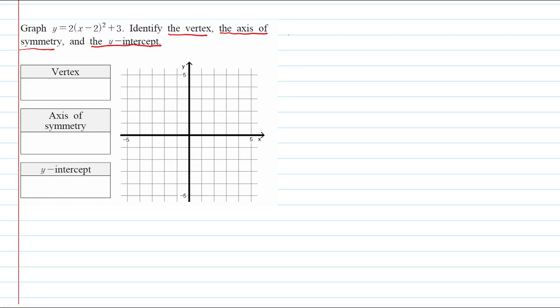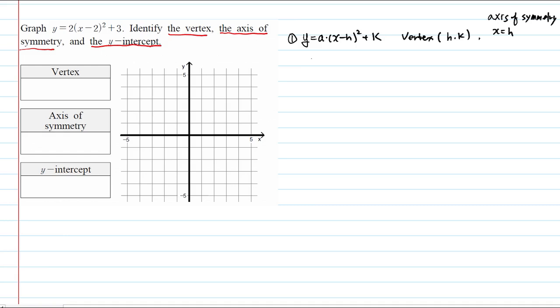Okay, so for this graph, again, we will use the vertex form. The vertex form is y equals a times (x minus h) squared plus k. Then you can say the vertex is (h, k), and the axis of symmetry will be x equals h.